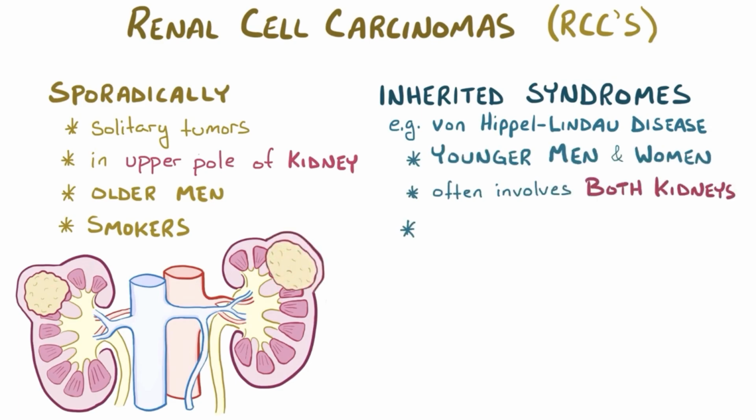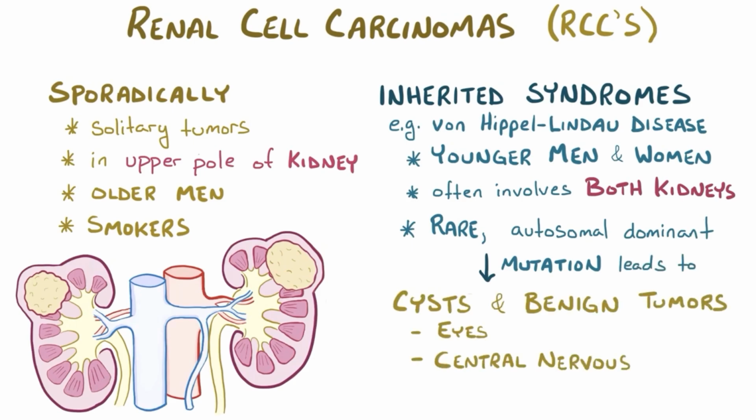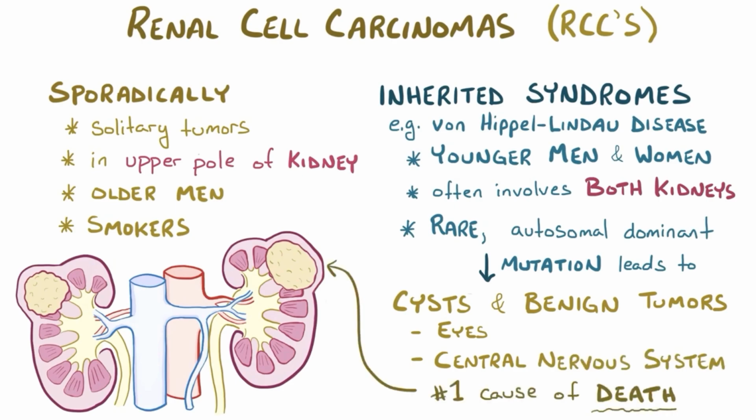Von Hippel-Lindau disease is a rare autosomal dominant disorder characterized by a mutation in a tumor suppressor gene, which leads to the formation of cysts and benign tumors in various parts of the body, like the eye and central nervous system. The number 1 cause of death in patients with von Hippel-Lindau disease, though, is the development of renal cell carcinomas.